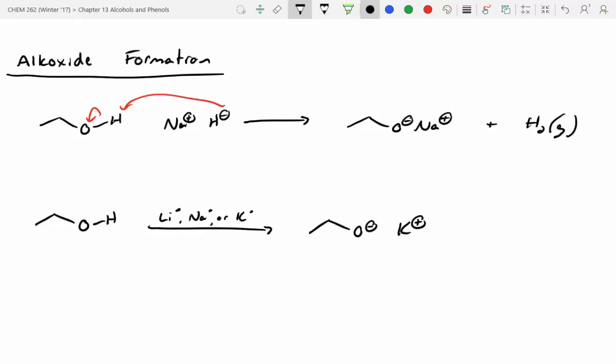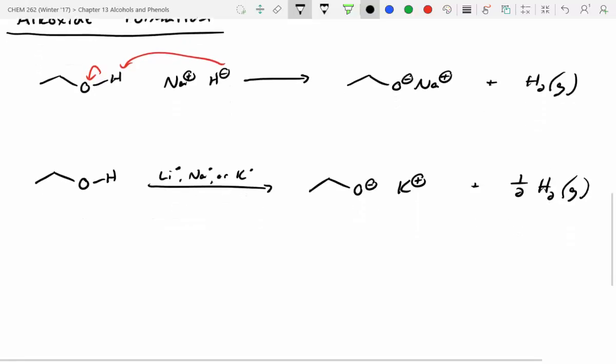So for example, your alkoxide, the cation could be potassium, sodium, or lithium. And in this case, you're only going to make half an equivalent of H2 gas. This mechanism is actually more of a radical mechanism, and we're not going to cover it because it's not covered in the book.